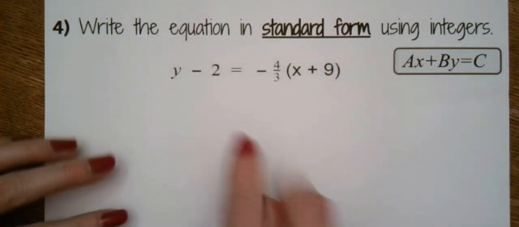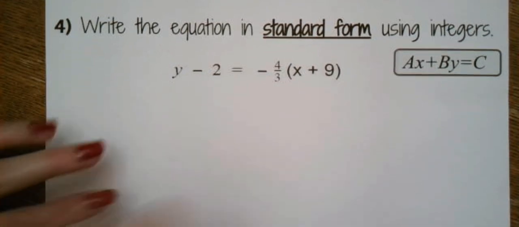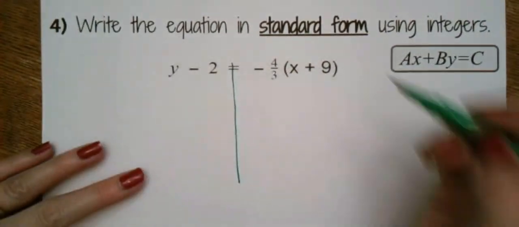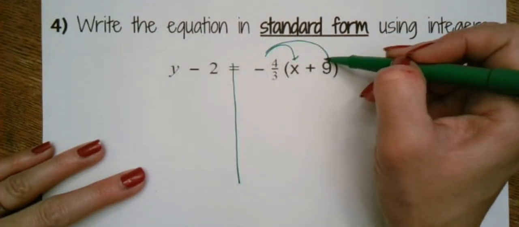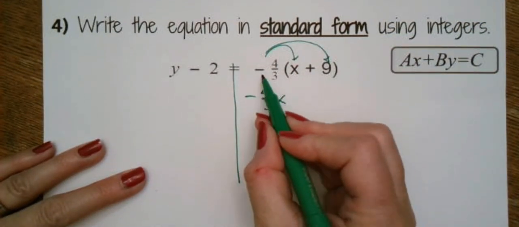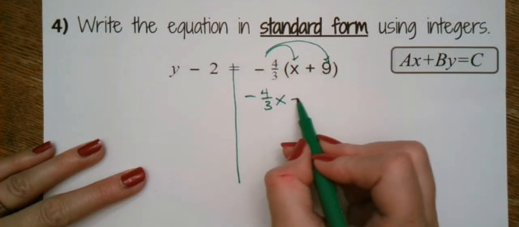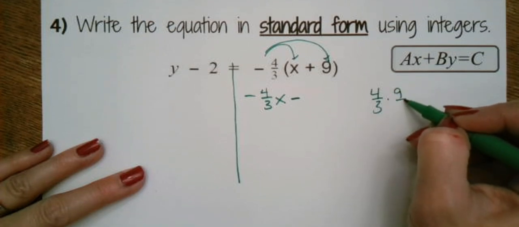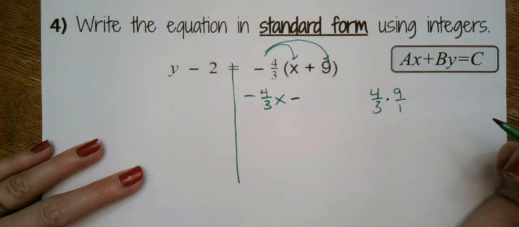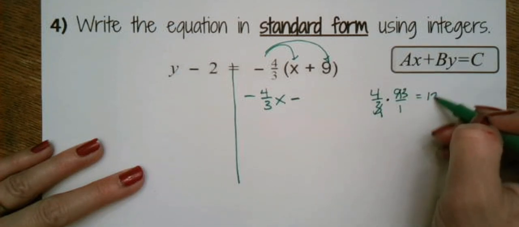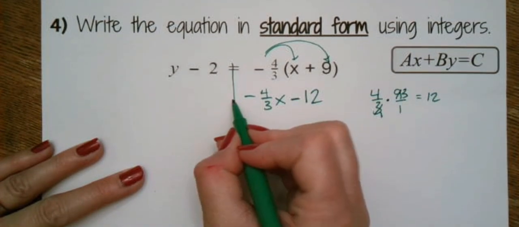Okay, in this example, we've got point slope form. So let's convert it. We want to first start by distributing. Get rid of those parentheses. I have -4/3 times 9, which I know is going to be negative, and you may want to take it to the side, 4/3 times 9/1, because that might be something you're not able to do in your head. Divide by 3, and I end up with 12. Okay, so that's 12.